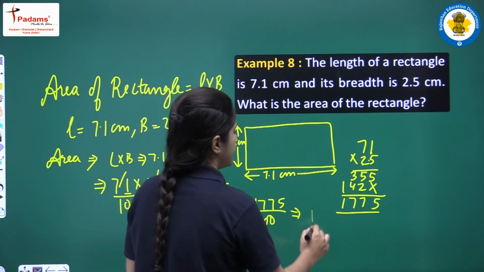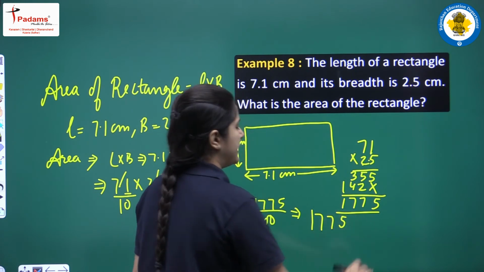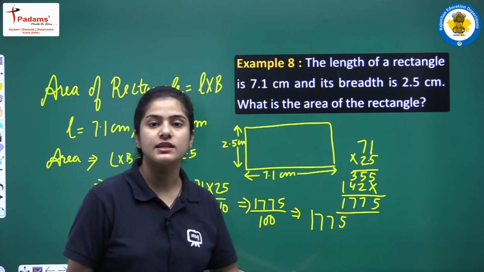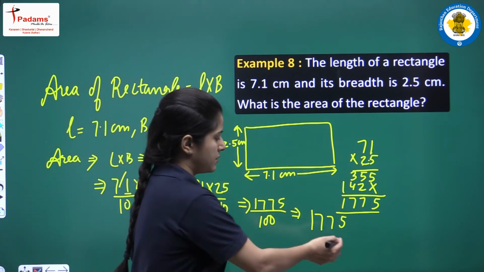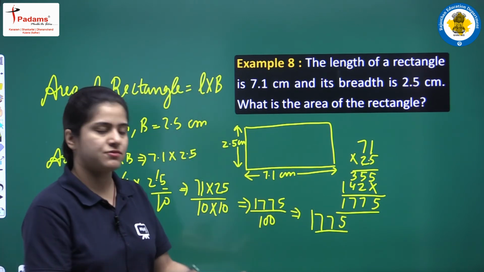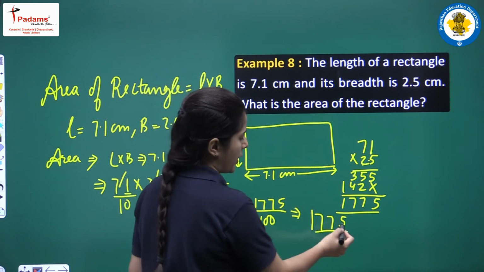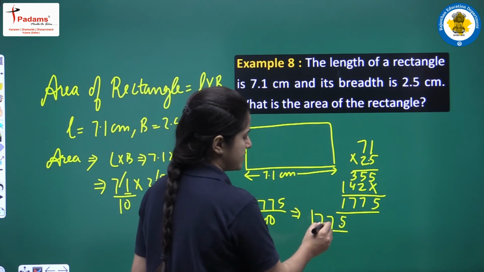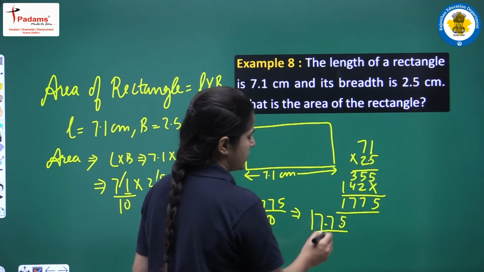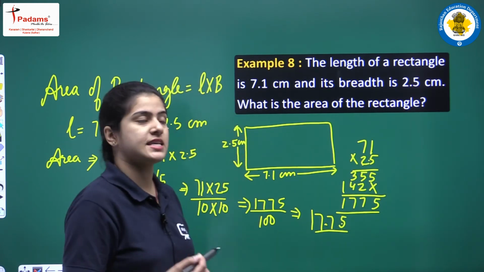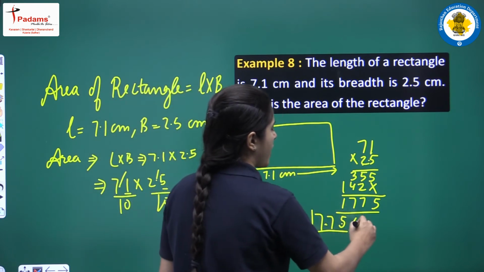Now 1775, place it as it is. How many zeros are there in the bottom? 2 zeros are there. So count from the right side of the answer, okay, towards the left. 1 and 2. After these two, place a decimal, okay students. So this is your answer, 17.75 centimeter square, okay.